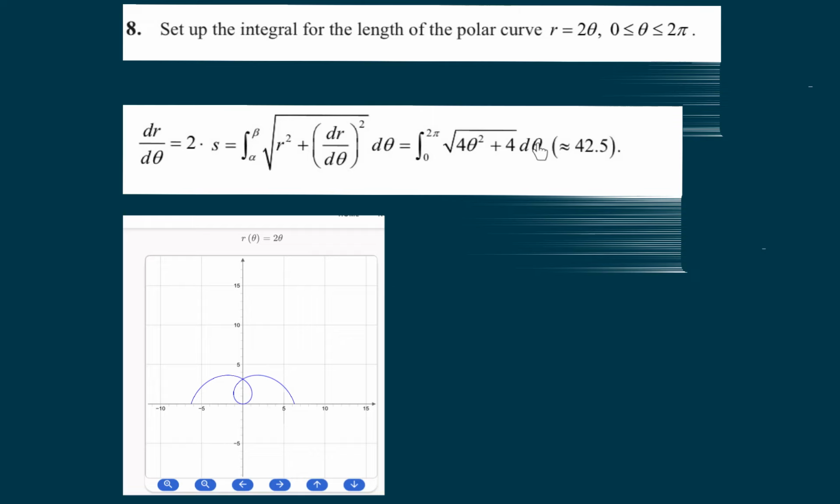If we do the integral from 0 to 2 pi, the square root of r squared, r is 2 theta, so r squared is 4 theta squared. The derivative of r with respect to theta is 2, so 2 squared is 4, d theta. If you do this integral, it will be around 42.50. Okay, let's go to the next problem.